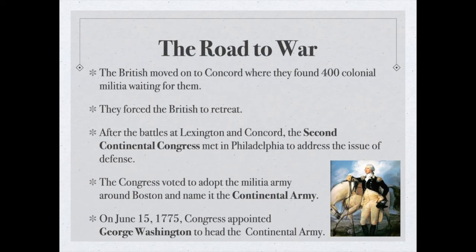After the battles at Lexington and Concord, the Second Continental Congress met in Philadelphia to address the issue of defense. The Congress voted to adopt the militia army around Boston and name it the Continental Army. On June 15, 1775, Congress appointed George Washington to head the Continental Army.